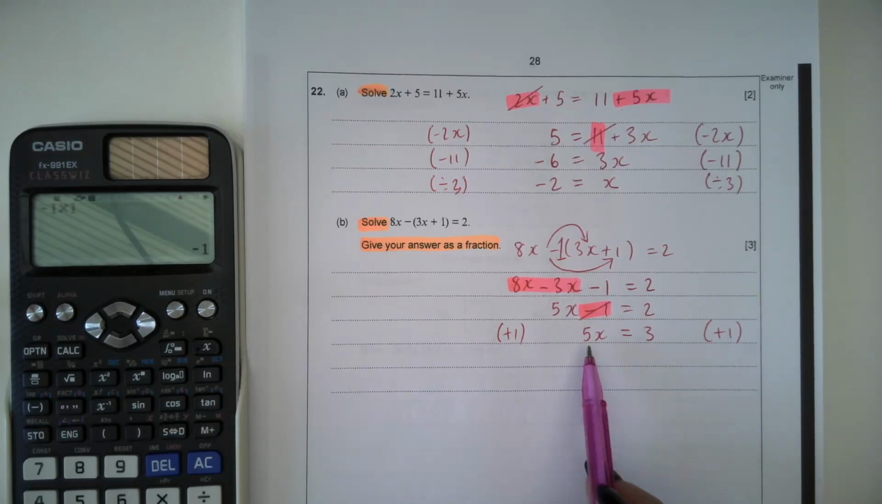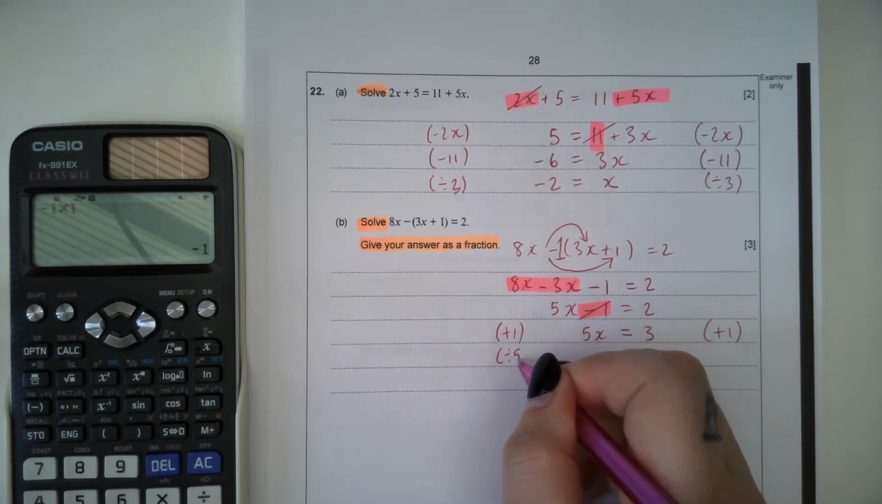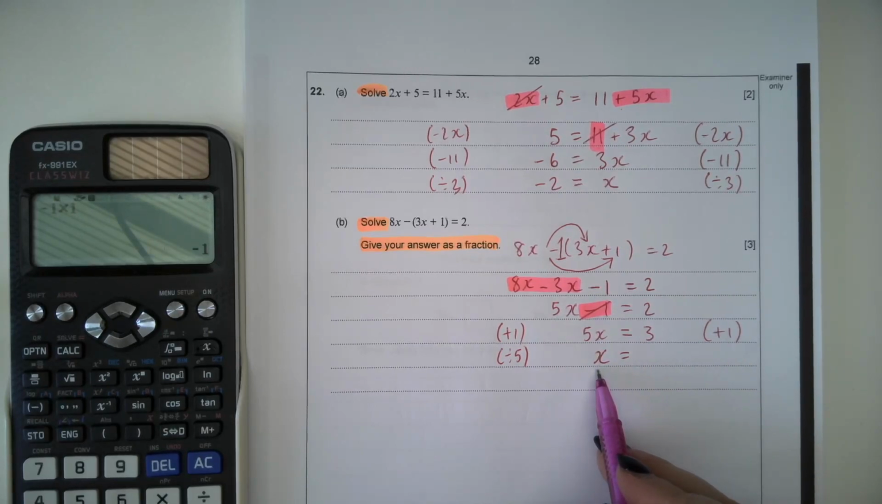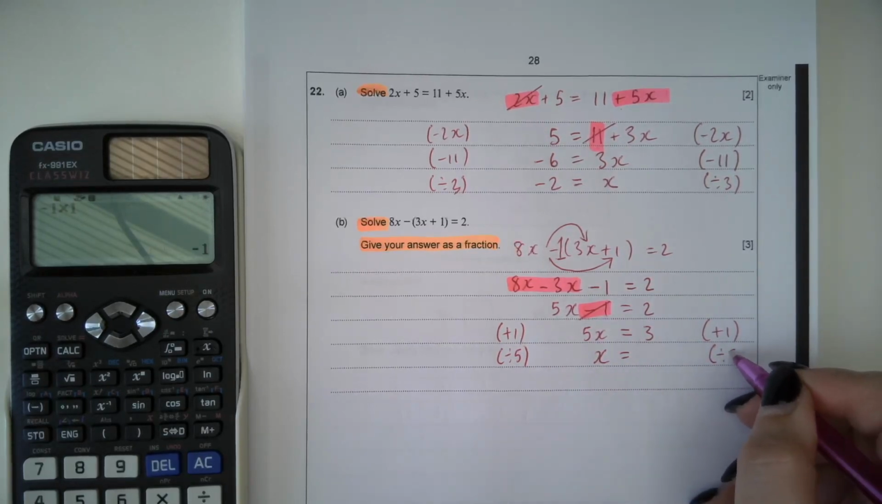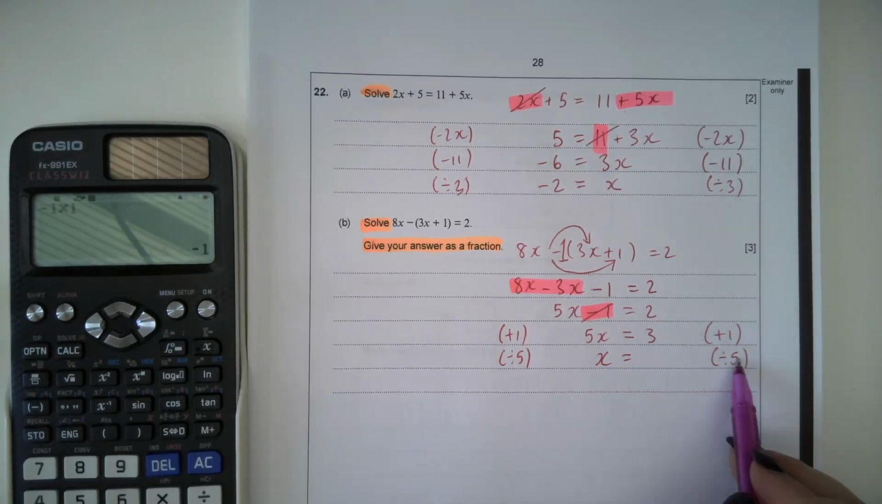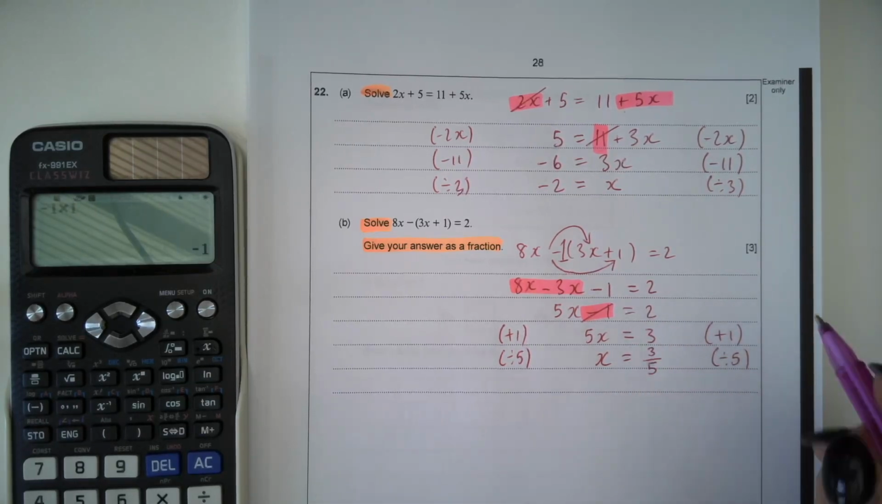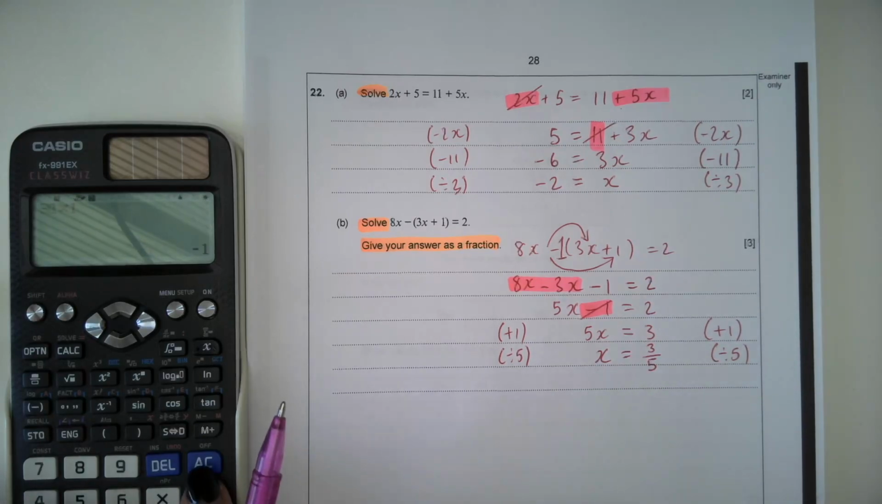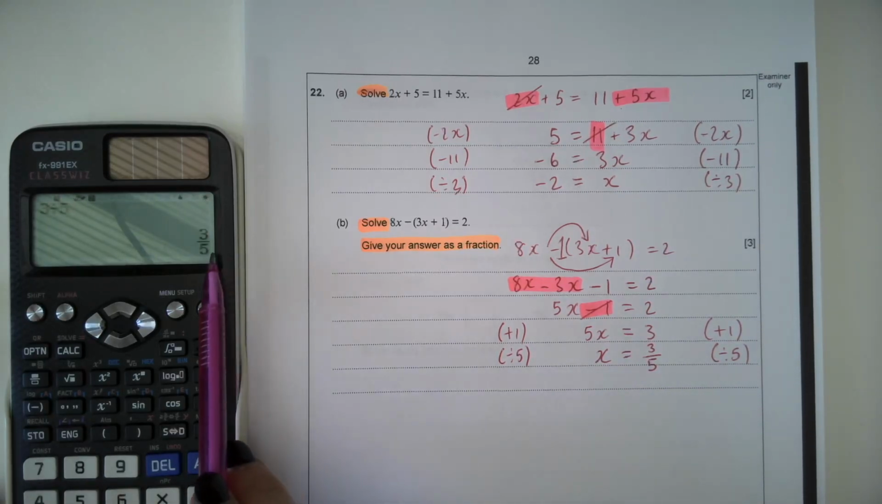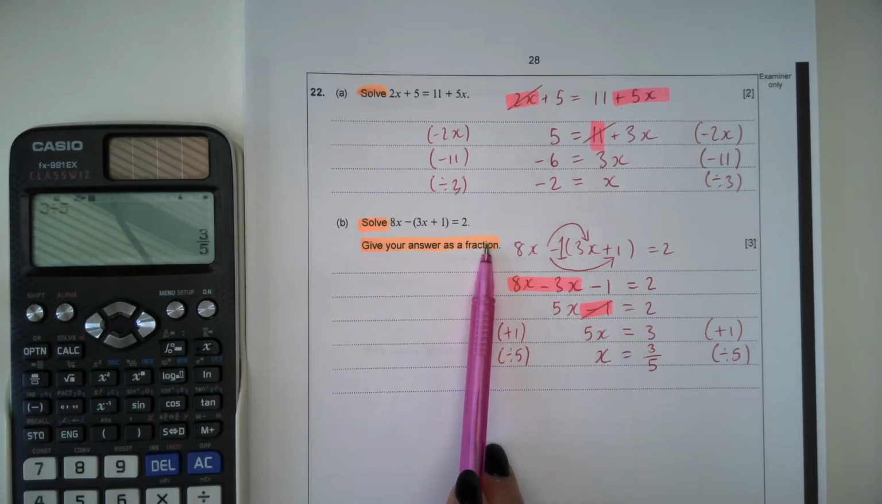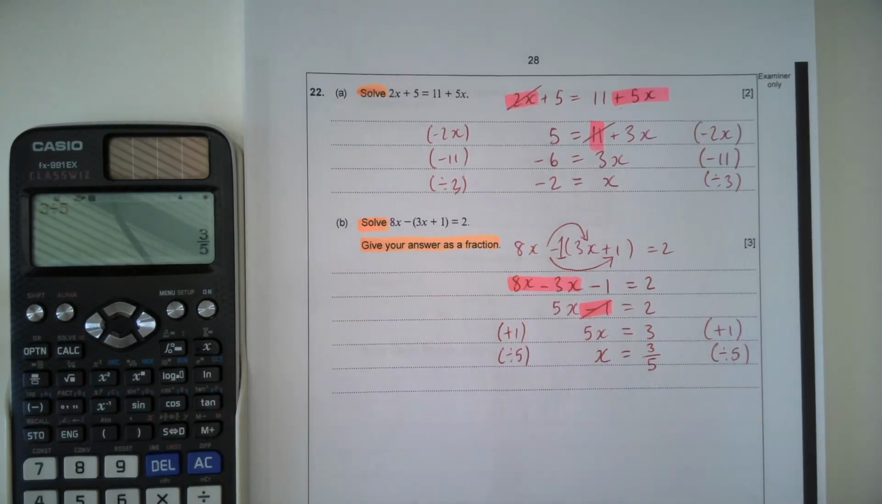The inverse of multiplying by 5 is to divide by 5. So 5x divided by 5 gives me x. I've isolated the x term, but I have to do the same on the other side. So remember, 3 divided by 5. I'm going to write that as a fraction, as 3 over 5. If you're not sure what it looks like, put 3 divided by 5 into your calculator and it will show you. It says to give your answer as a fraction this time, so I'm going to leave it exactly as it is.